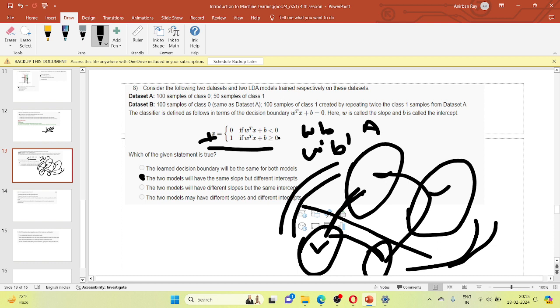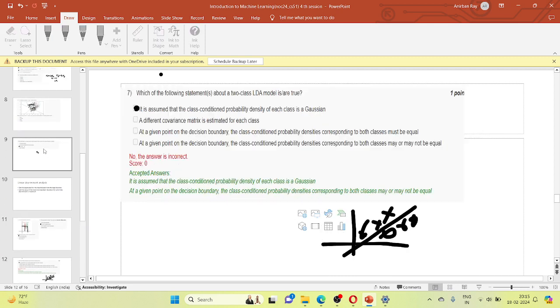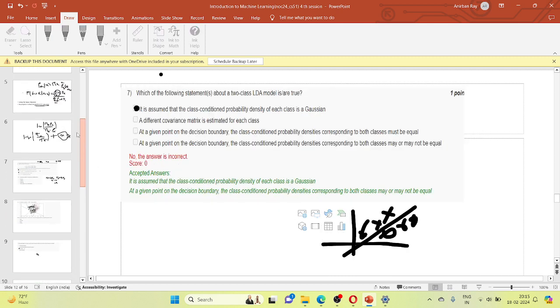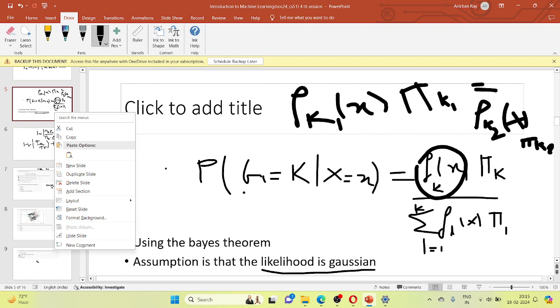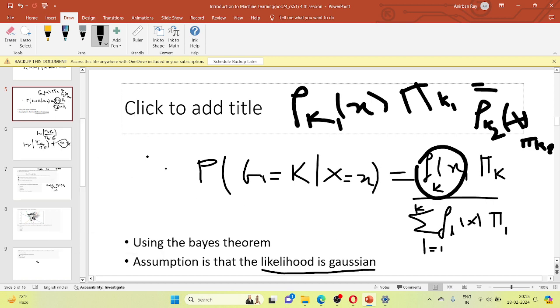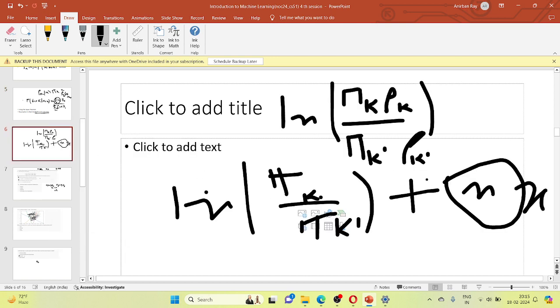But I did not really understand your explanation of how the two models will have the same slope but different intercepts. It was because the slope part is taken care of by the mean. Actually, I have not written the full derivation. It is in the videos.